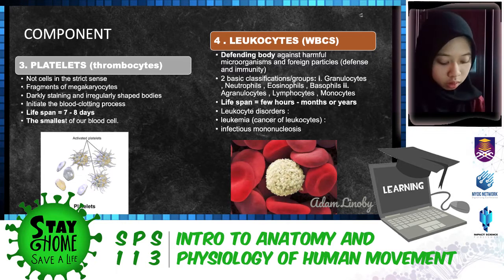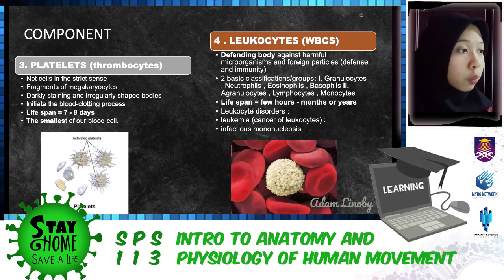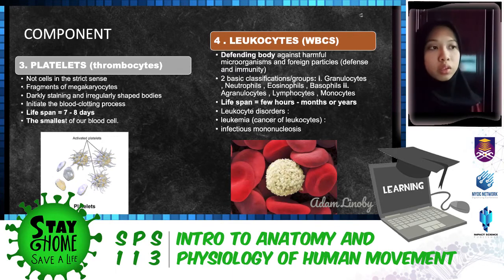They have two basic classifications, for example, granulocytes and agranulocytes. The lifespan of the white blood cells is around a few hours. They can be months or years. Because antara penyakit yang disebabkan white blood cells adalah leukemia dan infections, which is mononucleosis. Okay, seterusnya kita pergi ke human blood group.